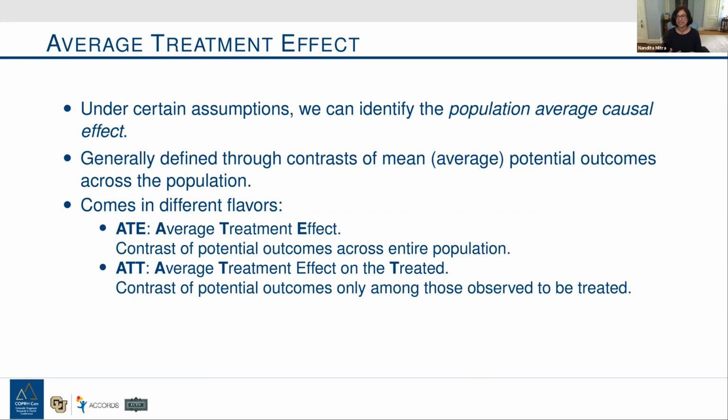So there's the ATE, or the average treatment effect. And this is comparing potential outcomes across an entire population. Sometimes of interest is the average treatment effect on the treated. And we'll talk about this in the context of emulated trials. So that's the ATT. And this is really comparing the potential outcomes only amongst those who are observed to be treated. So we're still looking at potential outcomes, but we're subsetting it to only those that were observed to be treated.